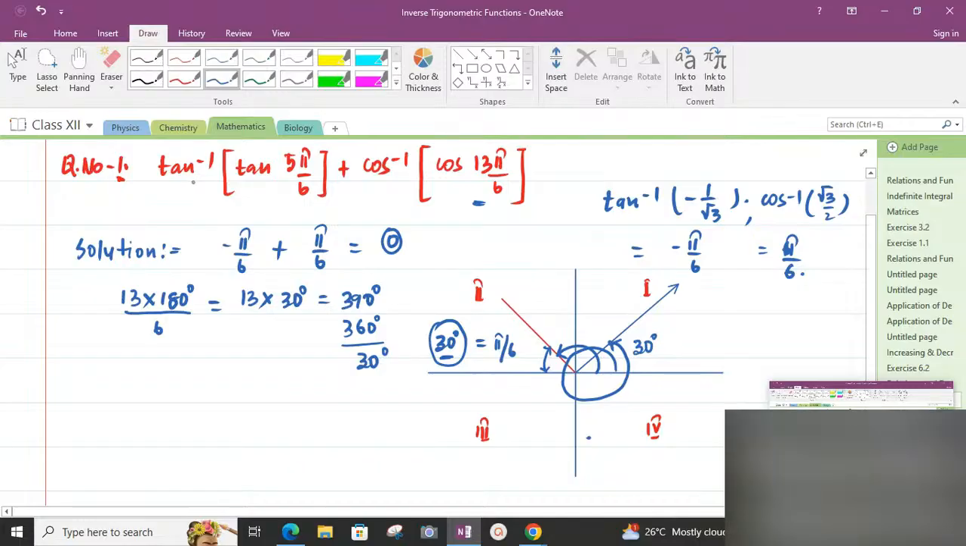So the value of tan inverse tan pi by 6 plus cos inverse cos 13 pi by 6 is equal to 0 degree. So this is the analysis of this question. If we succeed in the correct analysis, then we have no problem solving such types of questions. Let's see what the exact solution of this one will be. Let's see the solution of that. All of you note down this one.